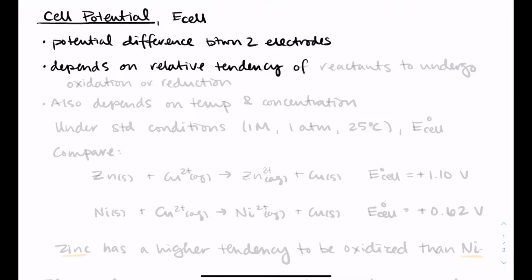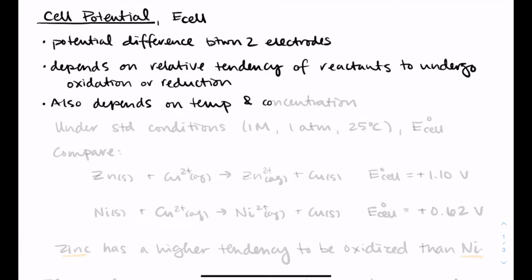It also depends on temperature and concentration. So we will start under standard conditions, which is 1 molar concentrations, 1 atmosphere of pressure, and 25 degrees Celsius, which means we can add a little circle and have E with a circle cell.